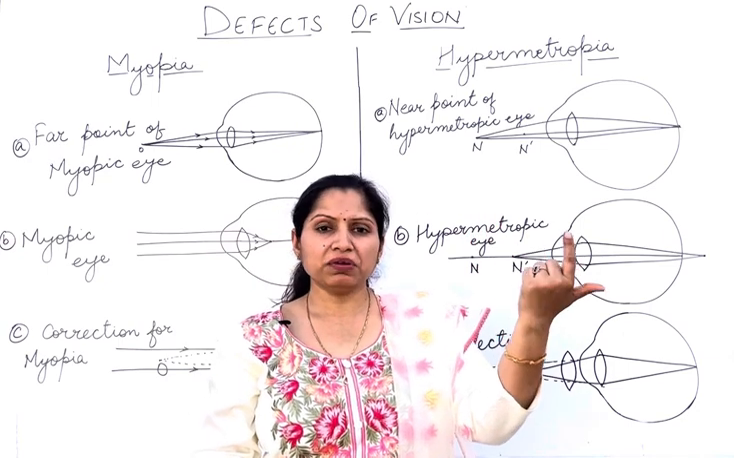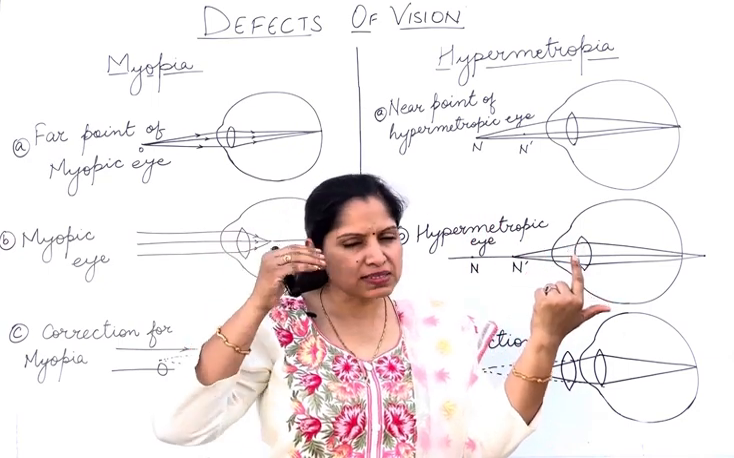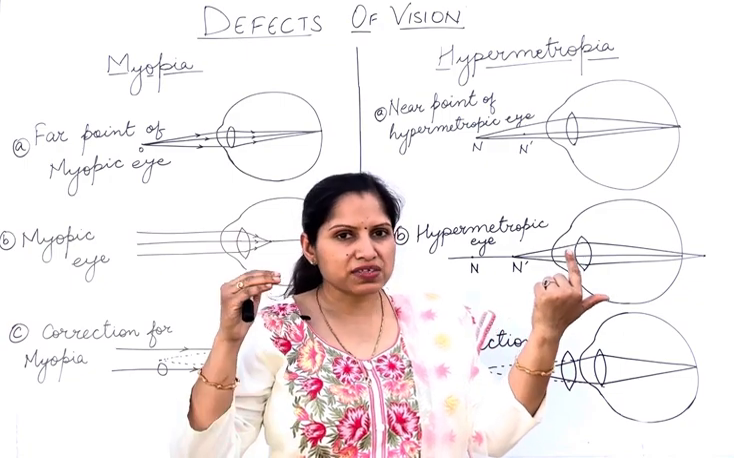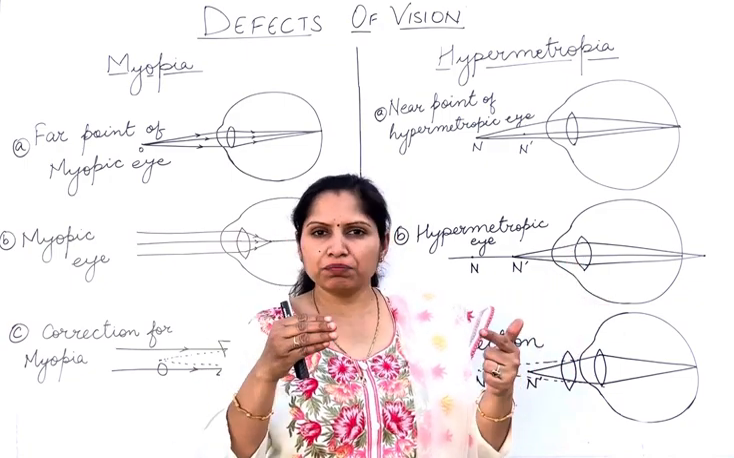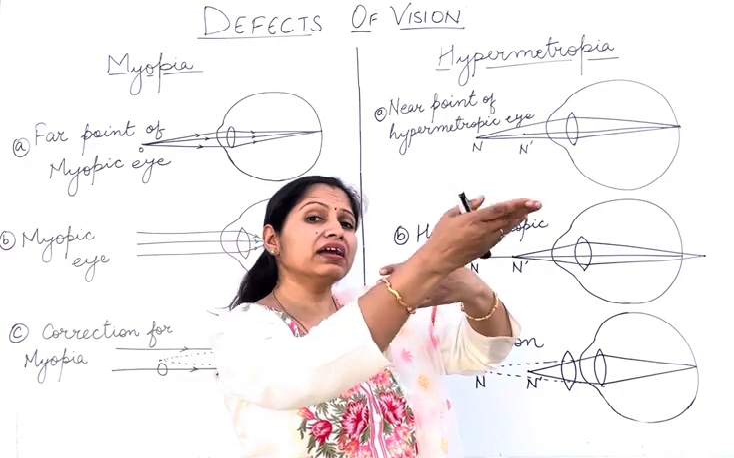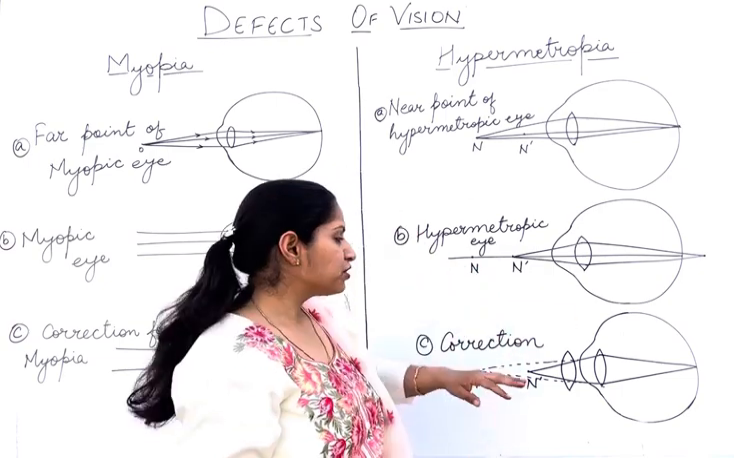The second cause could be that the size of the eyeball is smaller than normal. If the size is smaller, then the light rays will not be converged on the retina, but they will be going behind the retina. Fine, so that is there.